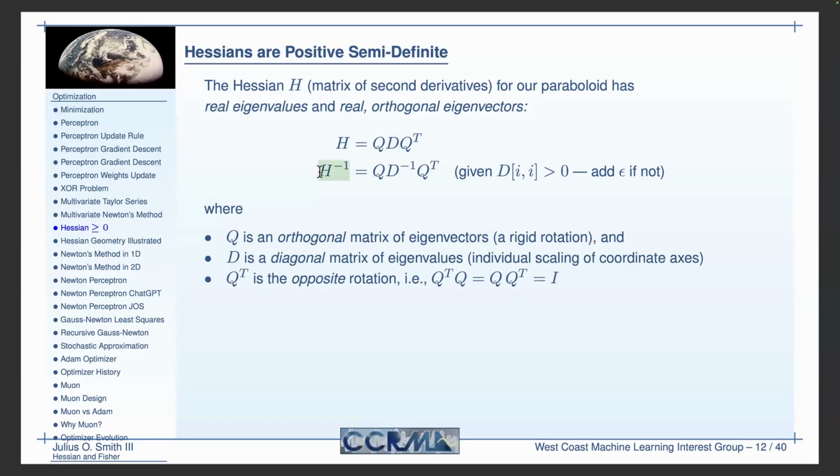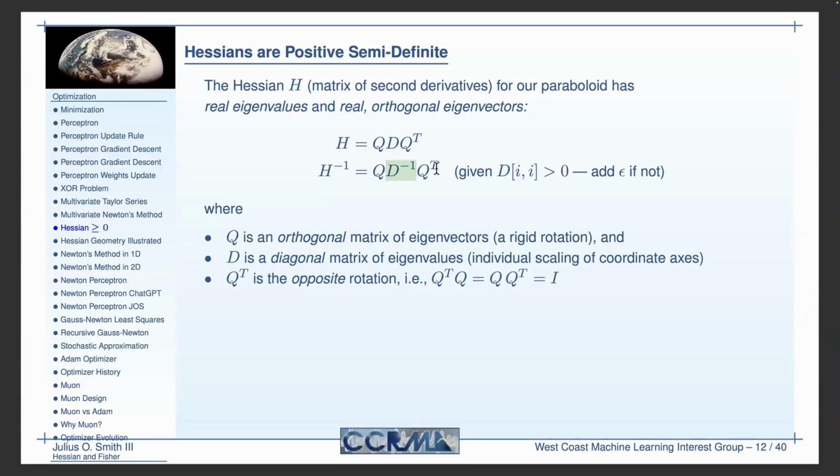And so then H inverse is very simple. So when you invert this, remember that you string it around backwards, and Q^T inverse is just Q, and Q inverse is Q^T. And so you get this. So inverting the matrix basically just means invert the diagonal all by itself. And so for that, we need positive definite.